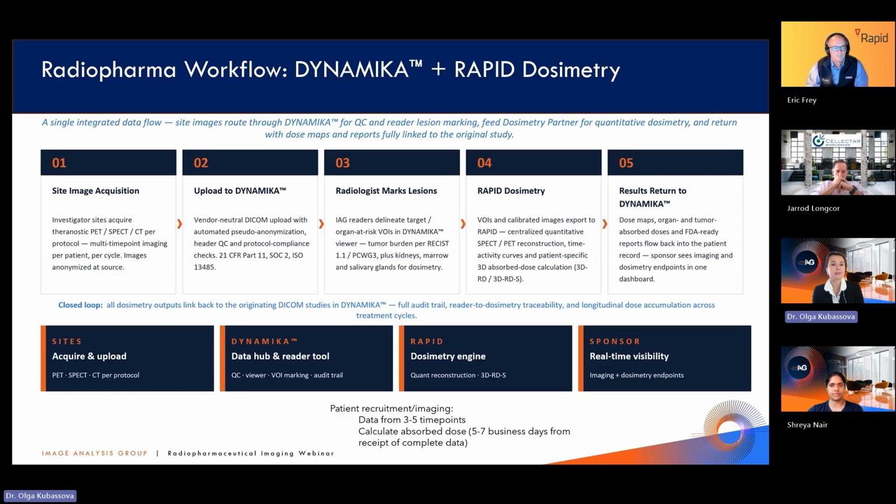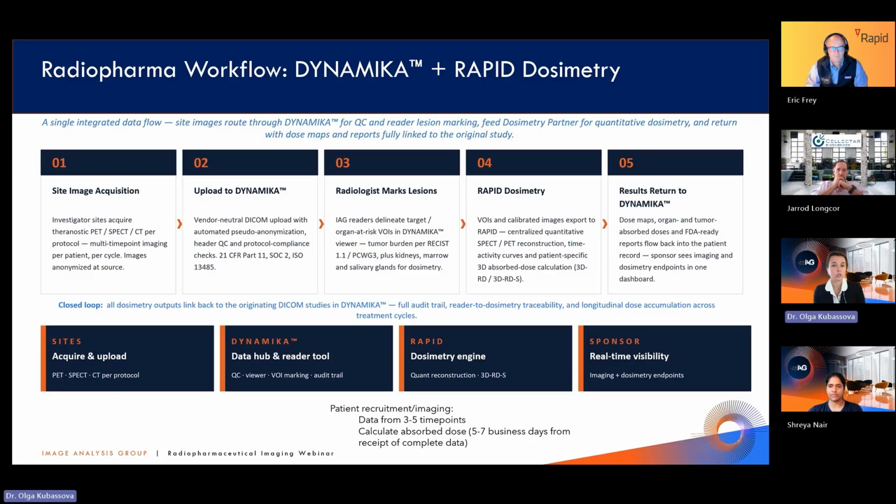So we have site image acquisition, and you could see that here we would be acquiring the sites to upload images. Images will be anonymized as the data gets into Dynamica. Once the data gets into Dynamica, there is a second QC check and compliance with the protocol. This is where the audit trail starts. As soon as the data lands on the cloud, you automatically start doing an audit trail, so you know every step of the way.